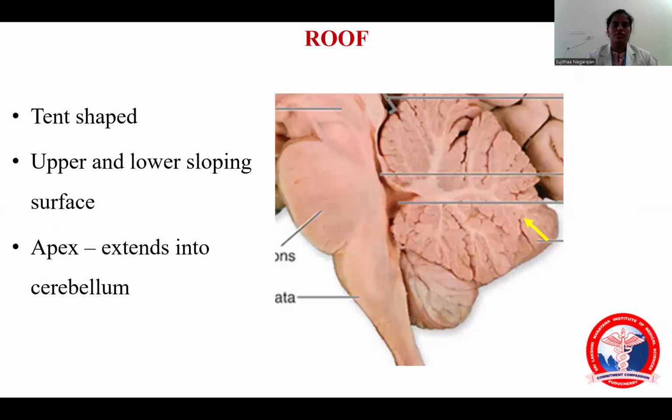So we can see the roof is tent shaped and it has an upper and a lower sloping surface, and the apex of the roof extends into the cerebellum. So the roof is tent shaped, with an upper sloping surface and a lower sloping surface. The roof is formed by the cerebellum, so the apex extends into the cerebellum.